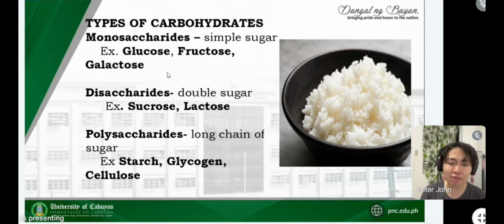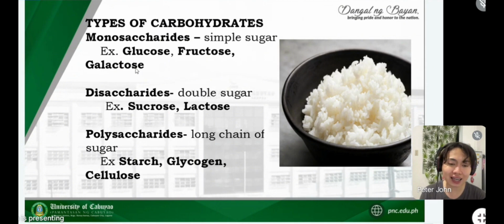So, unahin muna natin sa simple sugar, si glucose. Glucose is the simplest sugar in nature. Siya yung pinakasimple sa lahat. Makukuha natin si glucose or found mostly in our blood. Yes po, or mas kilala siya, si glucose, as the simplest sugar or the blood sugar. Then we have the fructose. Fructose is a sugar mostly found in fruits at the same time with vegetables.